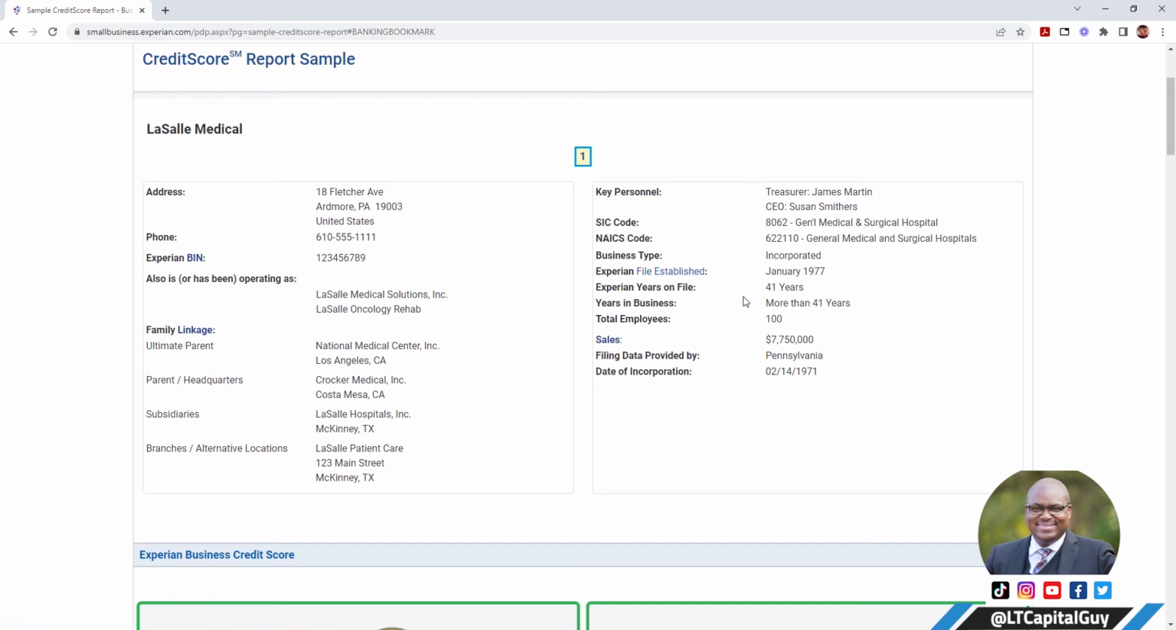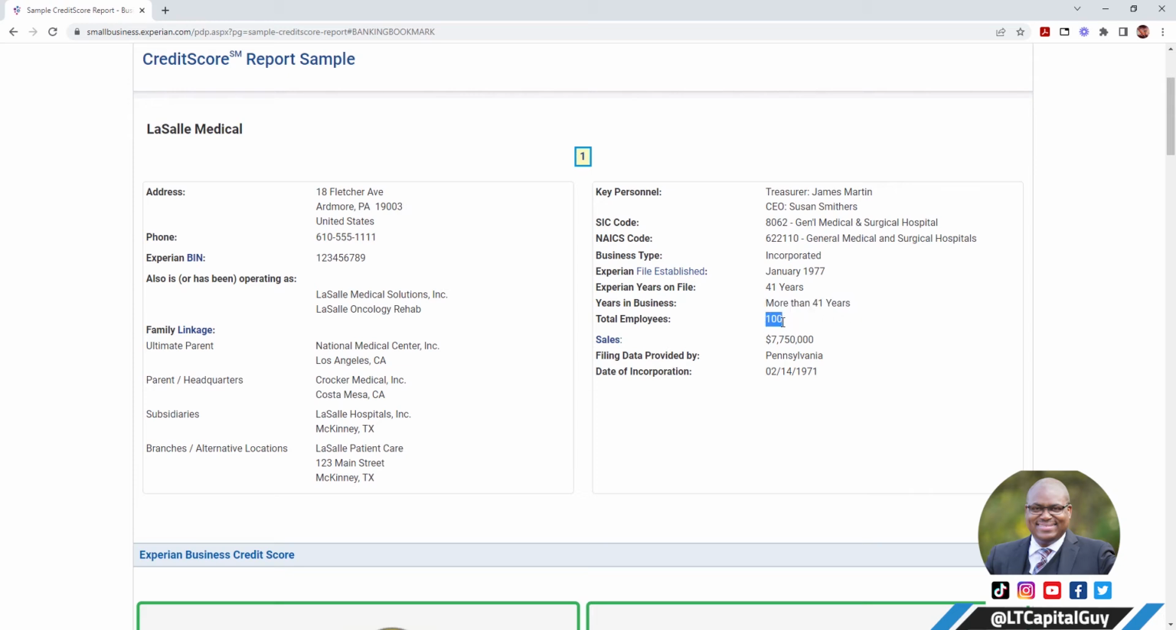It also tells you how many years of data you have on file with Experian. In this case, this company started out in 1977, and it looks like they have 41 years of data on file with them. So also years in business, more than 41 years in business.